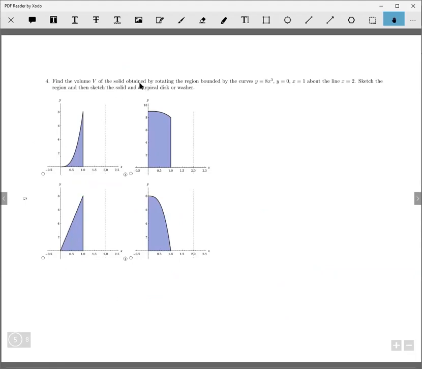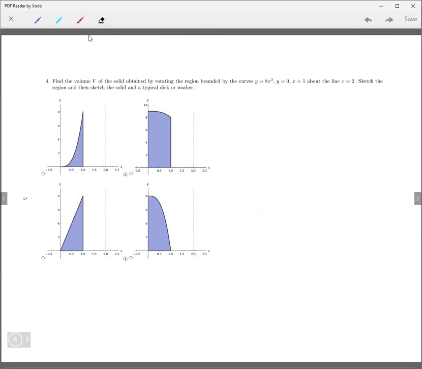Find the volume of the solid obtained by rotating the region bounded by the curves y equals 8x cubed, y equals 0, x equals 1, about the line x equals 2. So y equals 8x cubed is going to look kind of like y equals x cubed, except it's going to be taller. So we're looking something like this. It would come down to here if we were to continue it to the left. None of these other ones look like that.